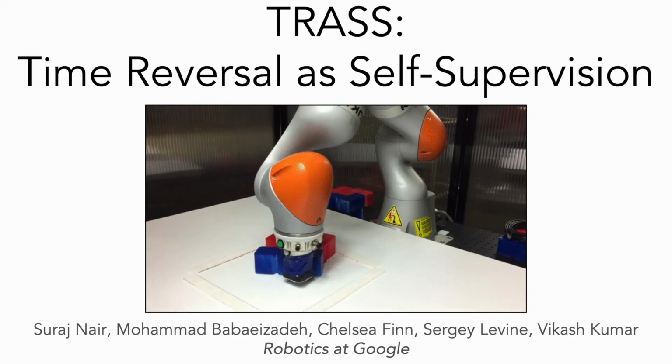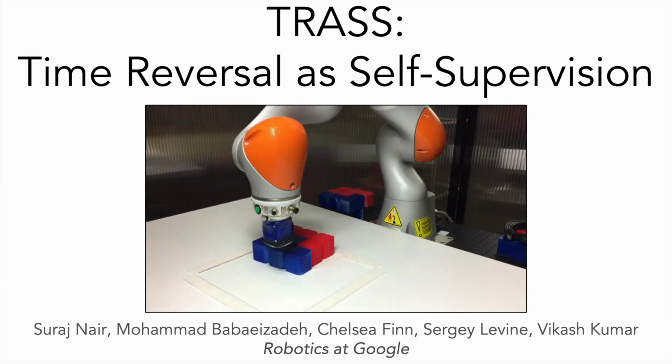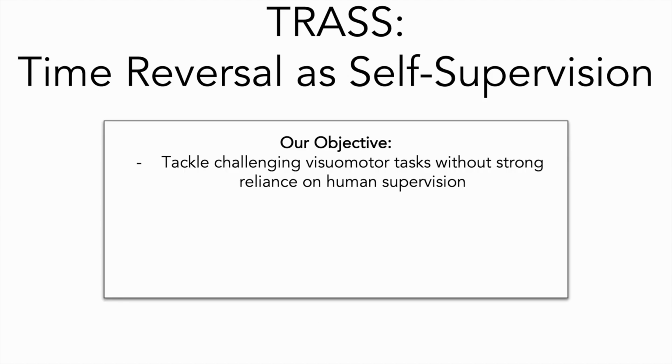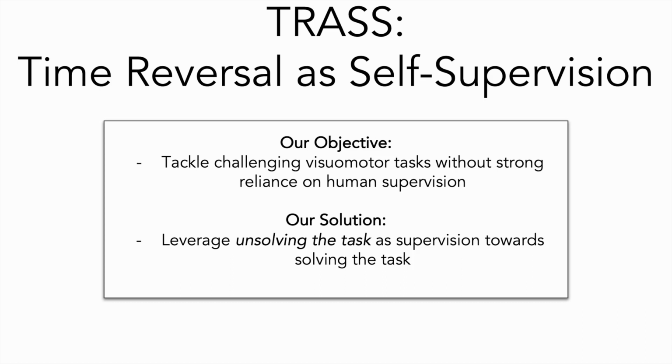We present TRASS, time reversal as self-supervision. In this work, our objective is to tackle challenging vision-motor tasks without strong reliance on human supervision. We propose unsolving the task as a cheap but effective source of supervision towards solving the task.